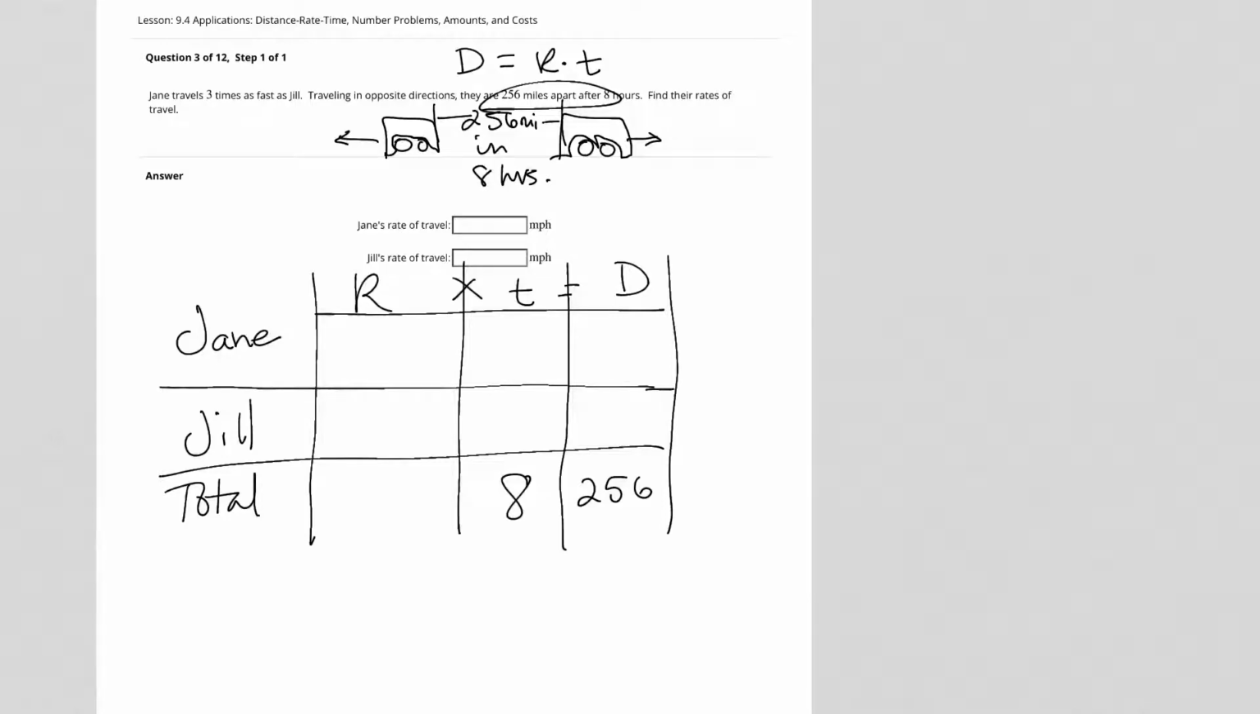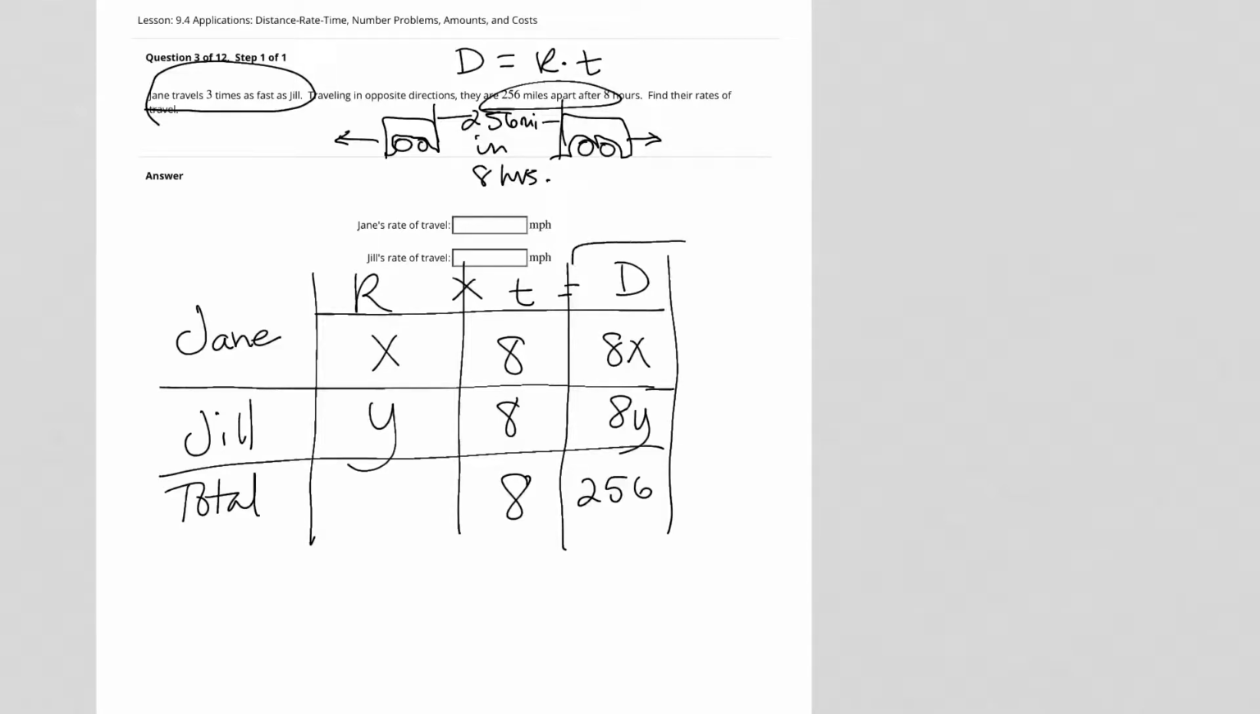I come back over here and I know that Jane travels 3 times as fast as Jill. So I don't know their rates right now, so I'm going to call Jane X and Jill Y. And the time is 8 hours all the way around, so they're both traveling 8 hours. To fill in the distance column for Jane, Jane's is going to be 8x, Jill's is going to be 8y.